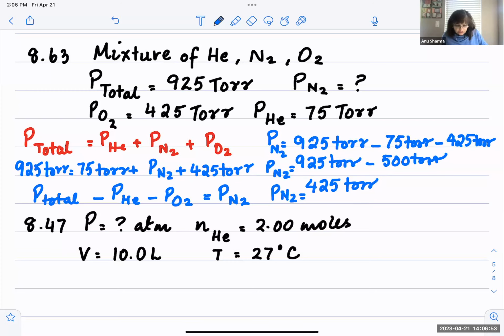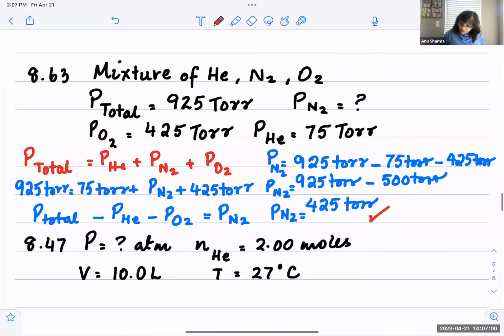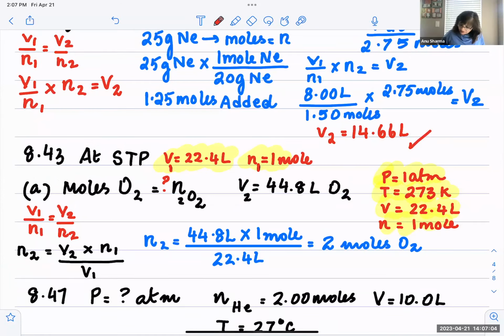So that's how you calculate that. You can always double check and check the answers from the back of the book. This is correct, and this is correct. You can self-check your answers.